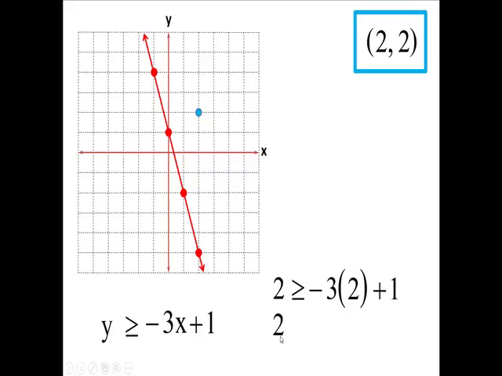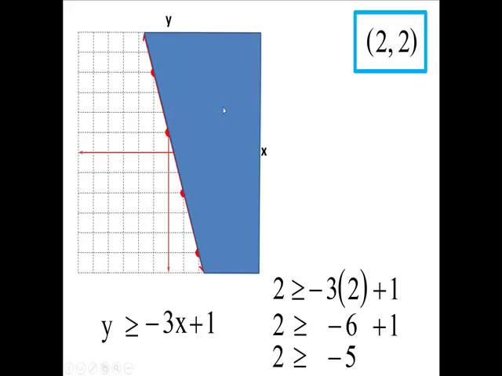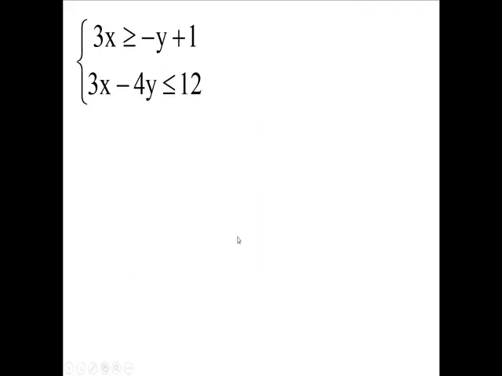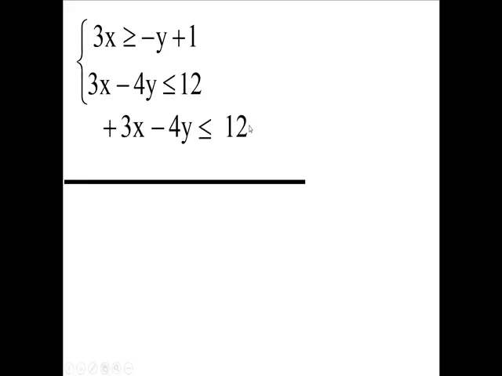Let's see, we have 2 is greater than or equal to minus 6 plus 1. 2 is greater than a negative 5. That's true. That's a yes. So we get to darken in all of the points on this side of the line. So of my system of inequalities, I have the first inequality graphed. We'll remember this in a little while, but right now, let's graph the second one. All right, now I want y to be positive.